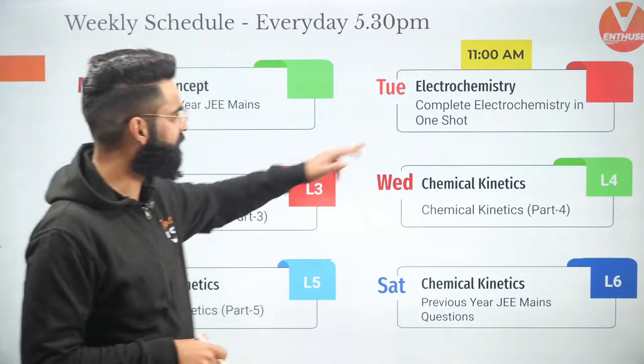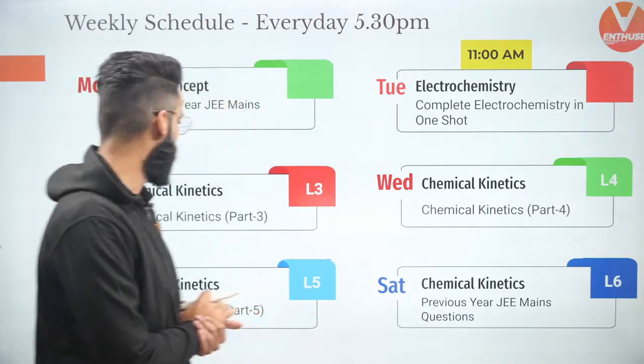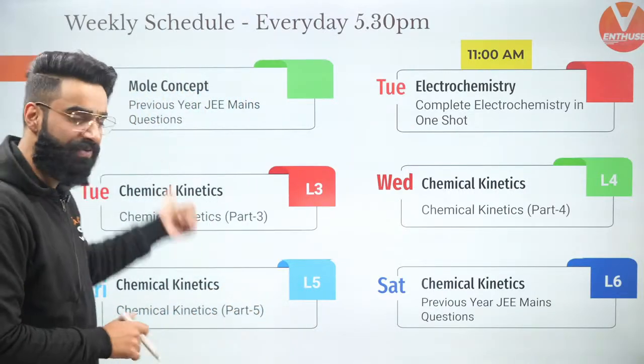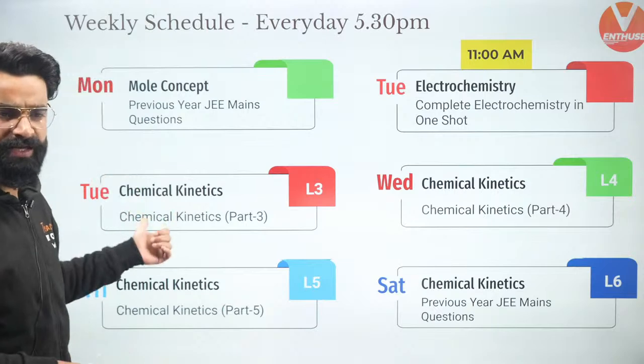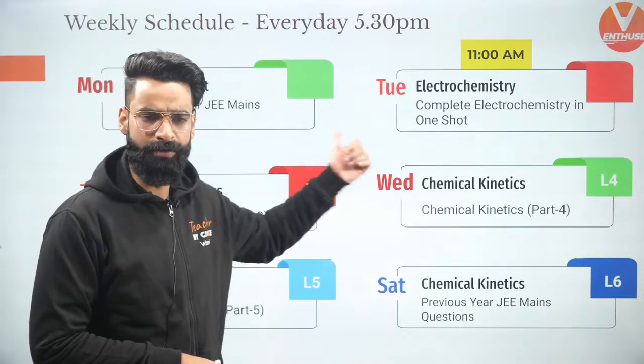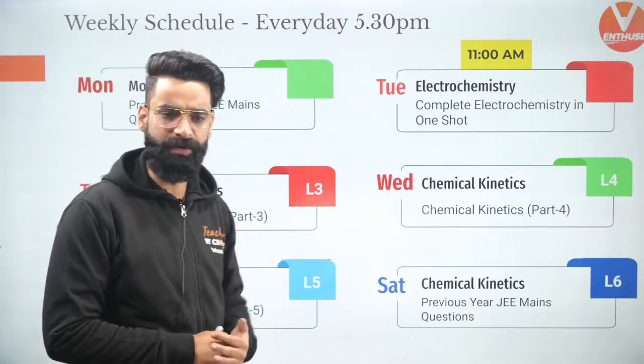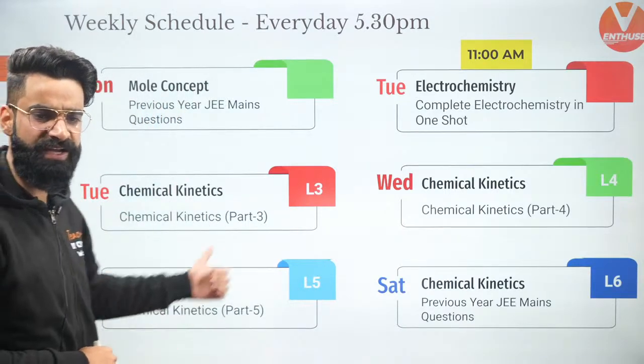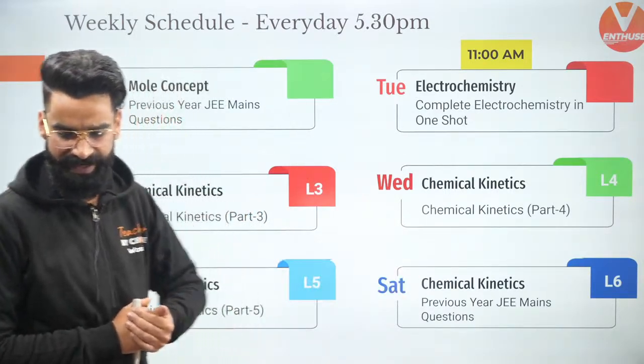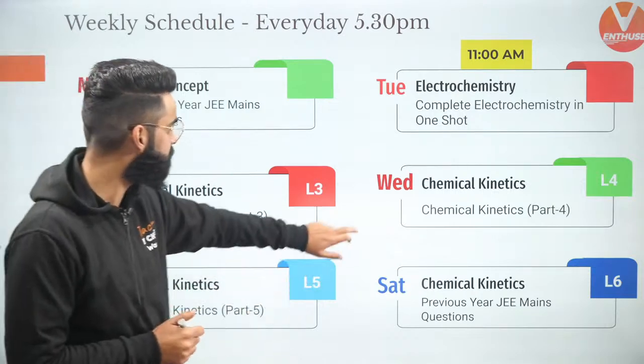So people, right now we are going to do the complete electrochemistry in one shot. At 5:30, today only, we are going to do chemical kinetics part 3. On Wednesday, that's tomorrow, we are going to do chemical kinetics part 4, then part 5 and previous year questions from JEE Mains, from the chapter chemical kinetics.